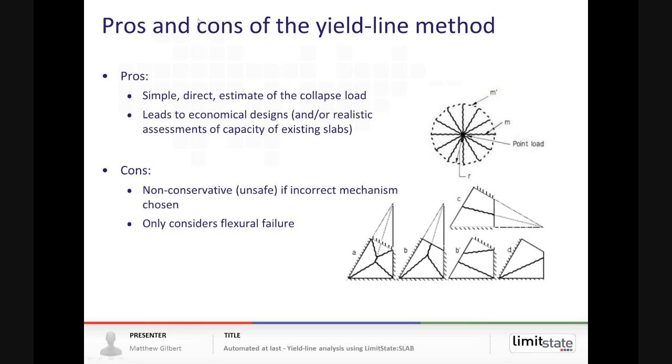From the broader perspective, we end up with economical designs or realistic assessments of the capacity of an existing slab. Cons are it is unsafe if you choose the wrong mechanism, and another con, I guess, is that it does only consider flexural failure, so it doesn't tell you anything about, for example, serviceability, deflections or cracking, and it doesn't consider other failure modes such as shear failure.